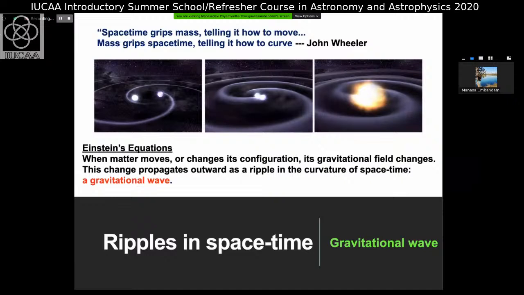Through Einstein's equation, whenever matter moves or changes configuration or jostles or rotates and causes a change in the gravitational field, the changes propagate in the space-time curvature as ripples. These ripples are what we call gravitational waves. This is very important because gravity and gravitational waves are slightly different. The way that you define them is very different. Gravitational waves come from a gravitational field change, and they are ripples in space-time that we can measure.